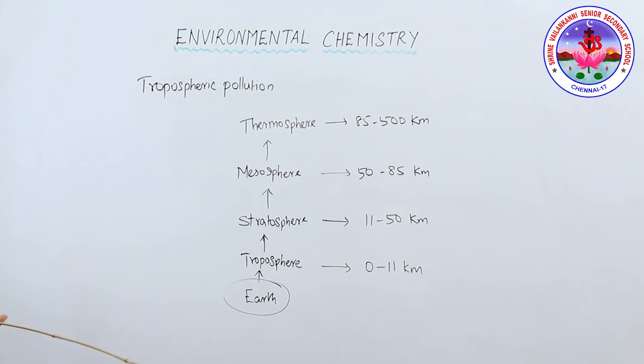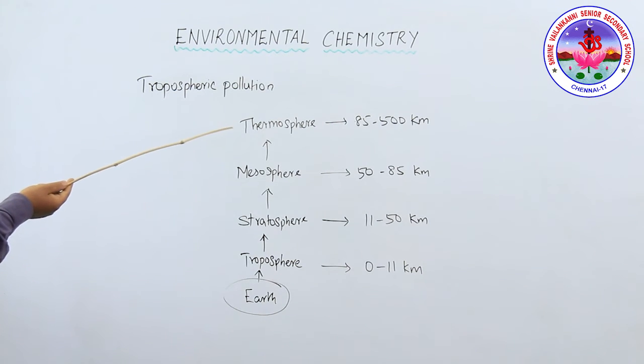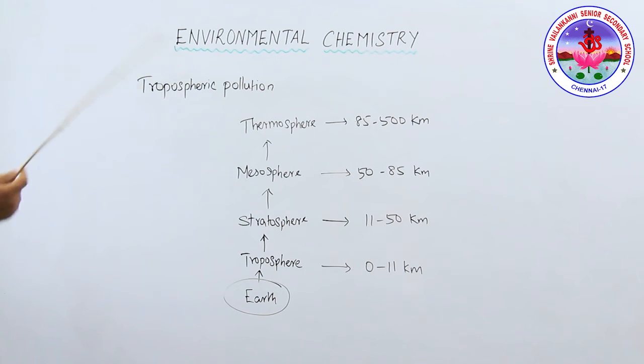Then the mesosphere and the thermosphere are collectively called the ionosphere. These two are collectively called the ionosphere, containing gases in ionized form. These ions reflect the radio waves back to the earth. So this forms the basis of wireless communication.